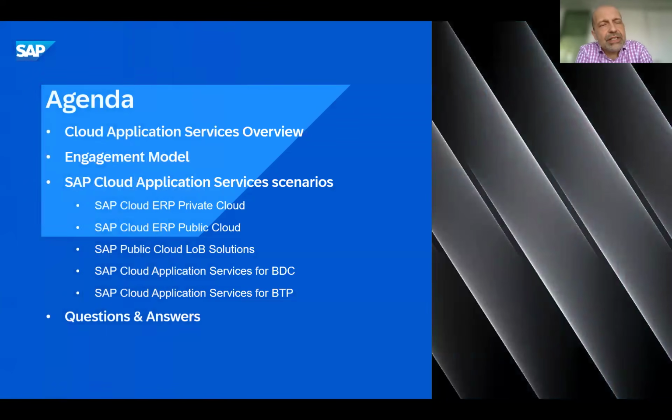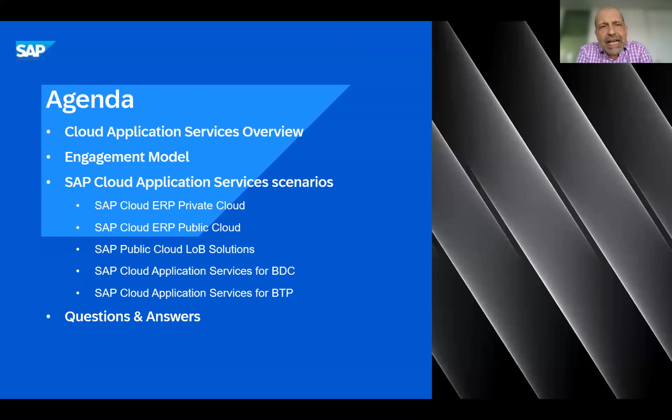So I have structured the presentation into three main pillars. First of all, I would like to give you an overview on the SAP Cloud Application Services. And as an abbreviation, we very often use CAS. So be not surprised when I sometimes also say CAS, which is meaning Cloud Application Services. Afterwards, I would like to show you how you normally then engage with SAP Cloud Application Services. What are our main building blocks or pillars when you have a CAS engagement?